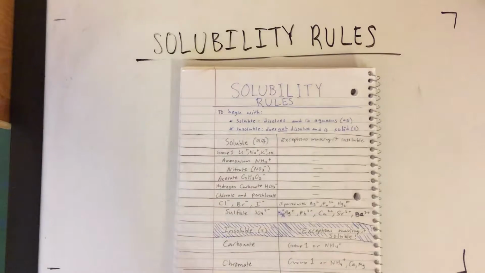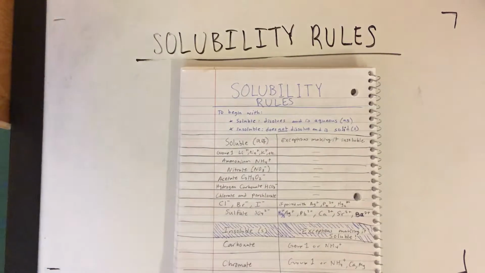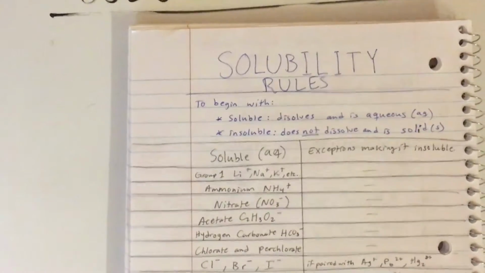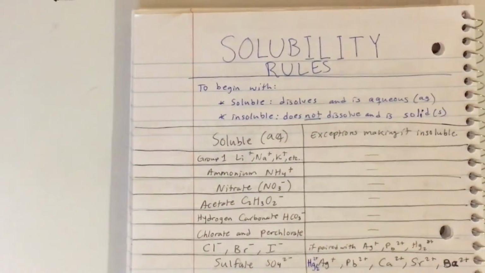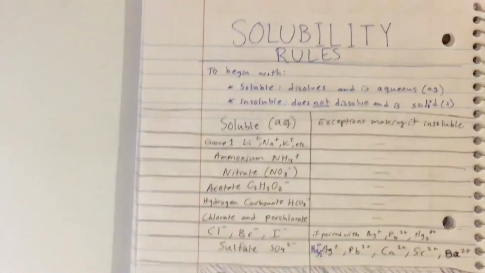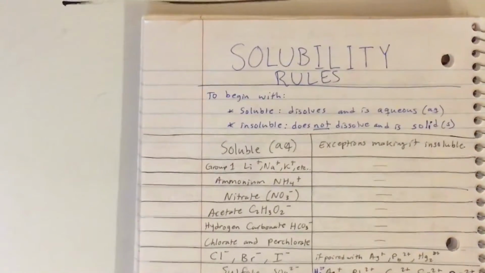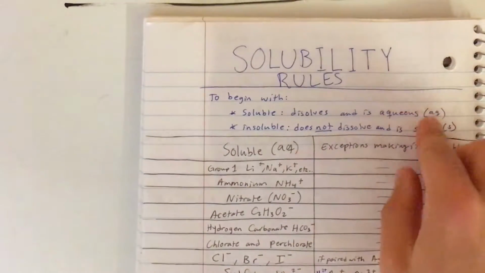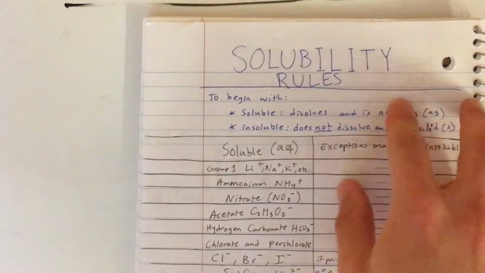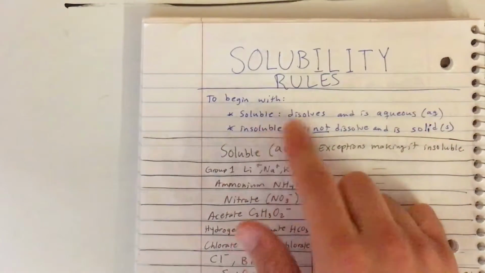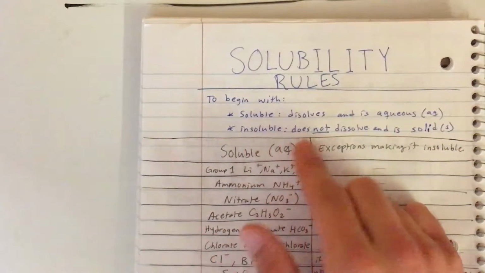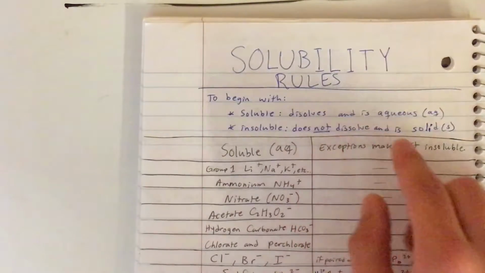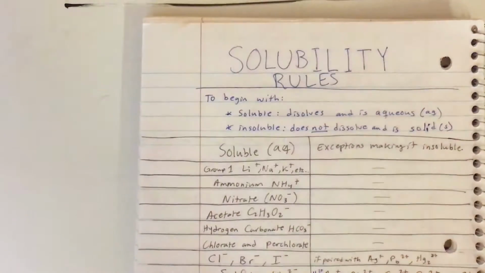Alright, so in this video I'm going to be showing you the solubility rules, and first I'm going to start with showing you those that are soluble, and then I'll be moving on to those that are insoluble. So to begin with, what soluble means is that it dissolves and it would be aqueous. So you'd put that aqueous notation, the (aq) inside parentheses, to denote that it's soluble, and an insoluble does not dissolve, and for the most part it's solid.